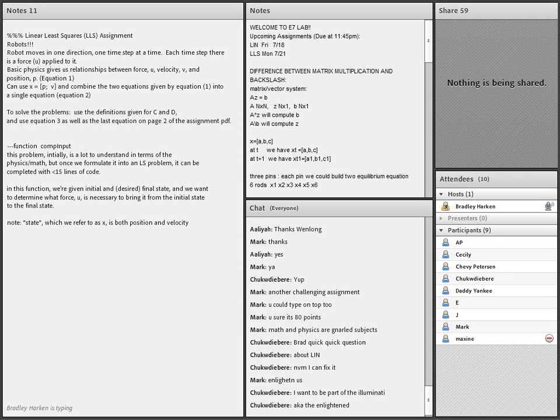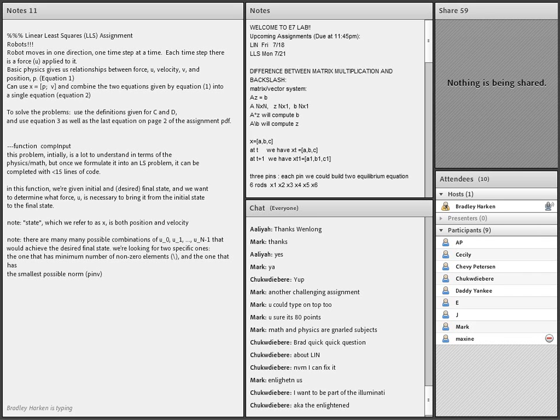Now, it's also worth noting that there are many, if not infinity, possible combinations of U0, U1, all the way up to UN-1 that will achieve this result. Especially since we open up the door for forces in the negative direction, we could have up to an infinite number of possible combinations of forces in each time step that would give us the desired outcome, which is the final position and velocity specified by the input arguments PF and VF.